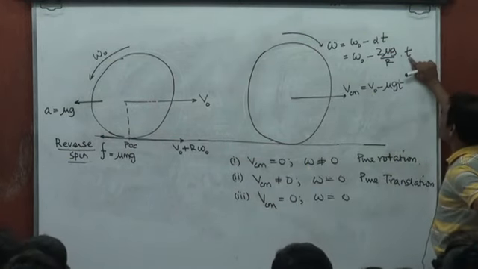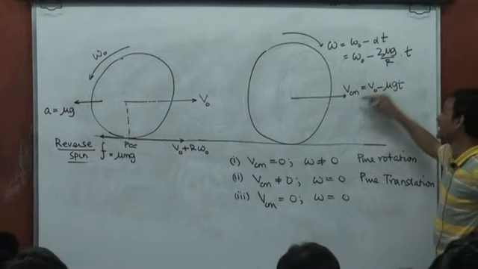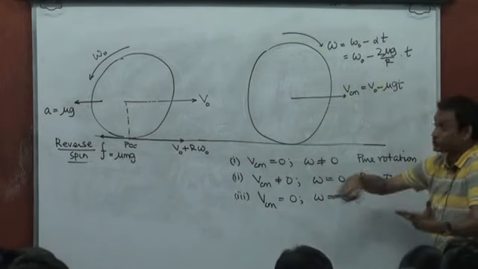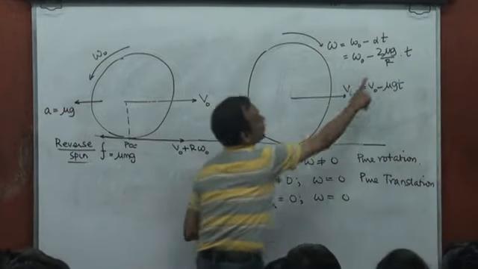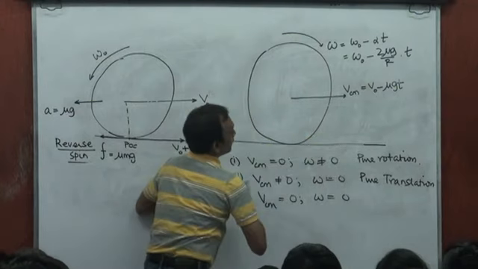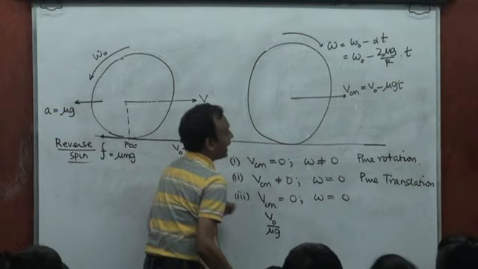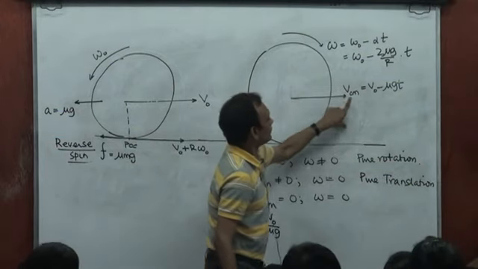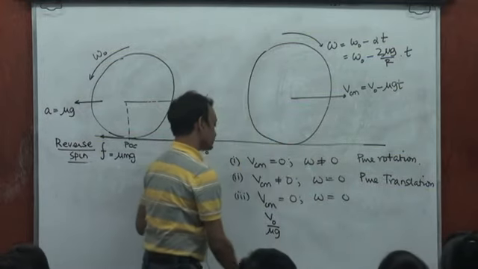Which means at the same T, omega and VCM become 0. That's the third case, right? VCM becomes 0 at an instant of time T given by V naught by mu G.